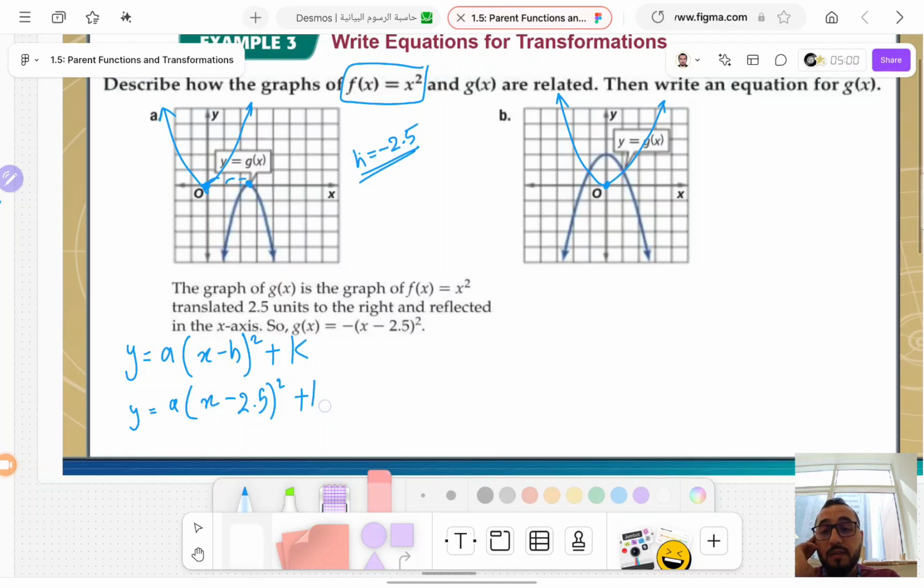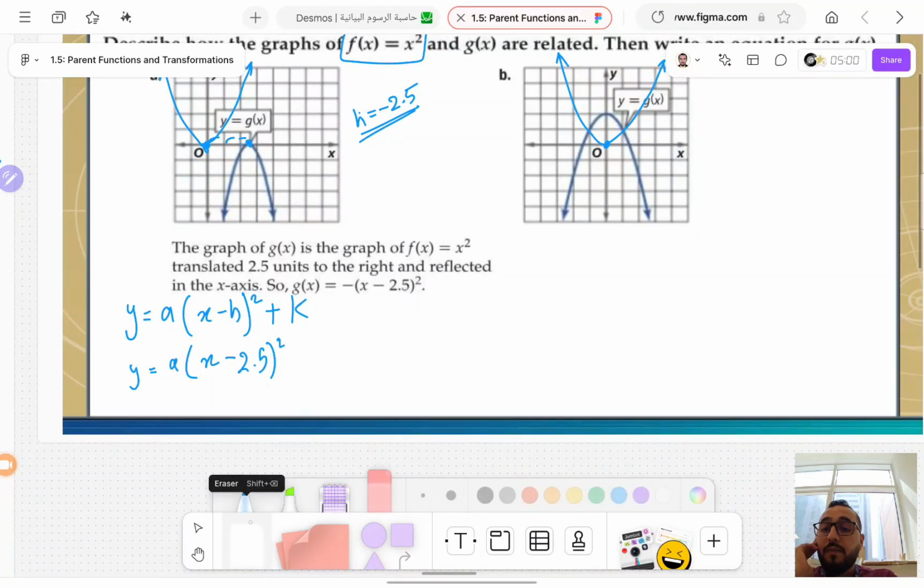Then do I have any translation on k? No, I don't have any translation on k. So k is equal to 0, so plus 0, but we don't have to add zeros inside the equation. Now look at the a. Is a positive or negative here? Because it's reflected, a is negative. So it's equal to negative a(x minus 2.5) to the power of 2.